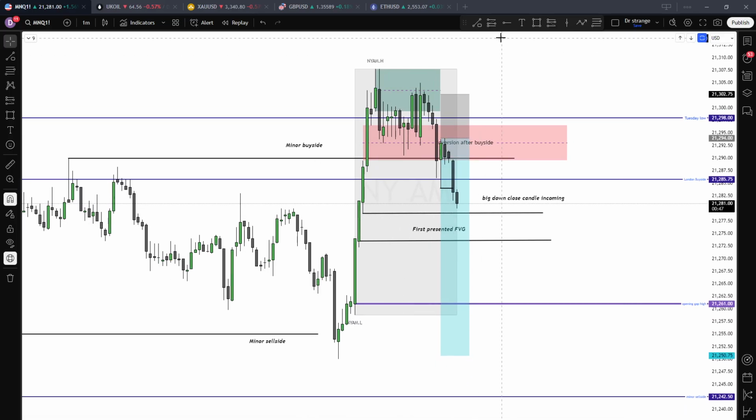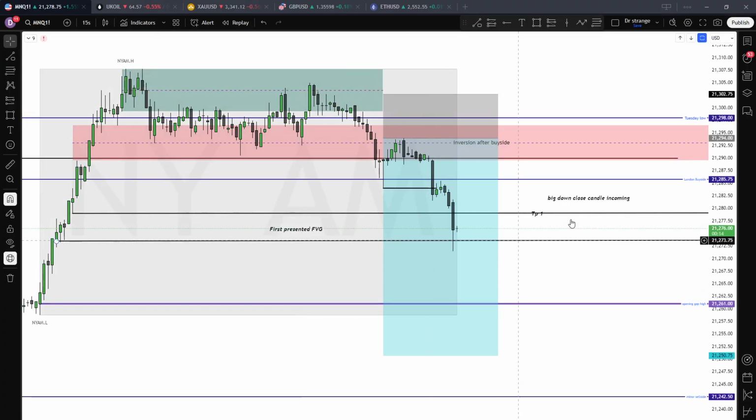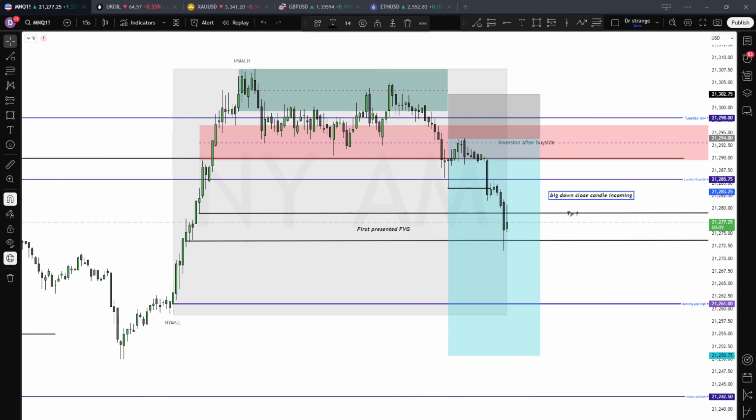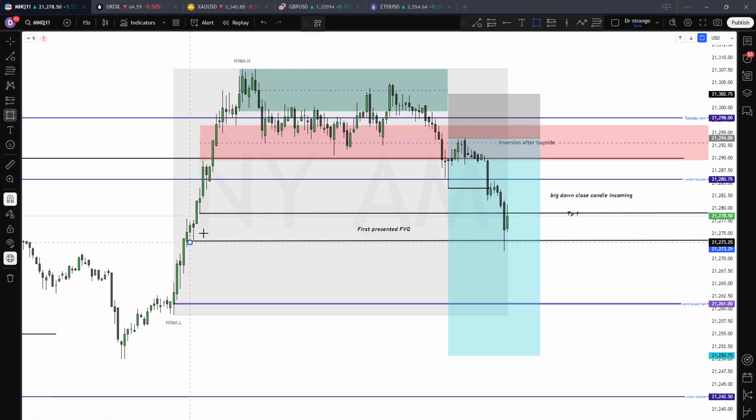Now here is our TP1. If you took 3 contracts, this is TP1. Told you big down close candles incoming. You can see these candles from the seconds. Yeah, like we wanted to see big down close candles incoming. And the TP1 is hit. We want to observe how price action reacts at this first presented fair value gap.